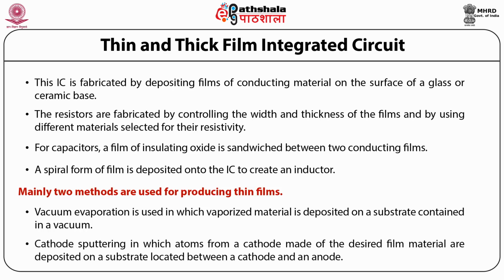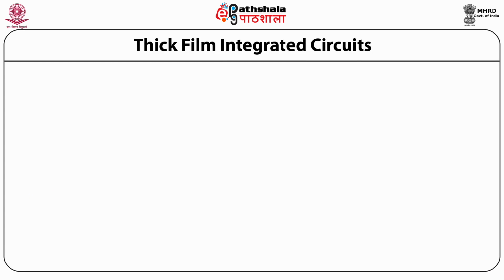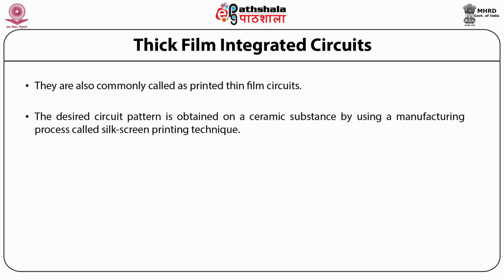Secondly, cathode sputtering, in which the atoms from the cathode made up of the desired film material are deposited on a substrate located between a cathode and an anode. Now, thick film ICs are also commonly called printed thin film circuits. The desired circuit pattern is obtained on a ceramic substrate by using a manufacturing process called the silk screen printing technique.